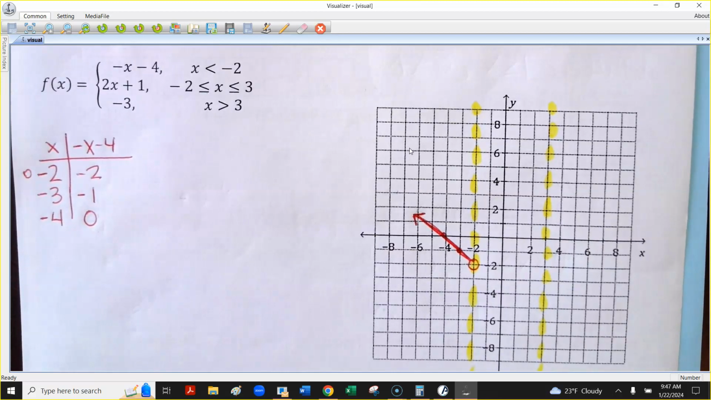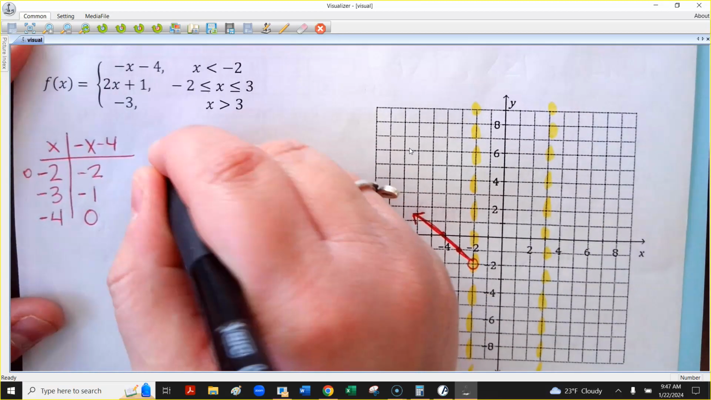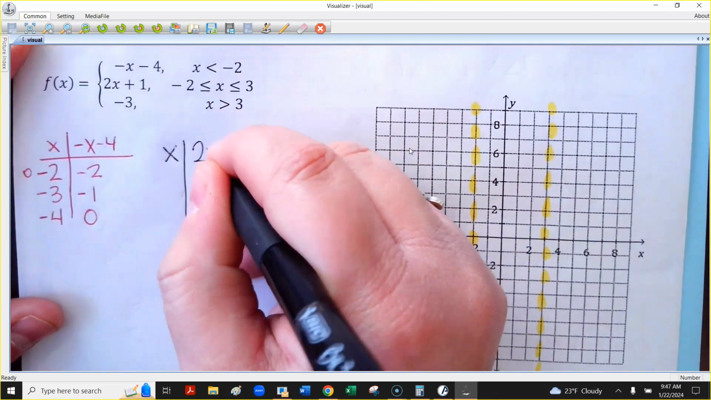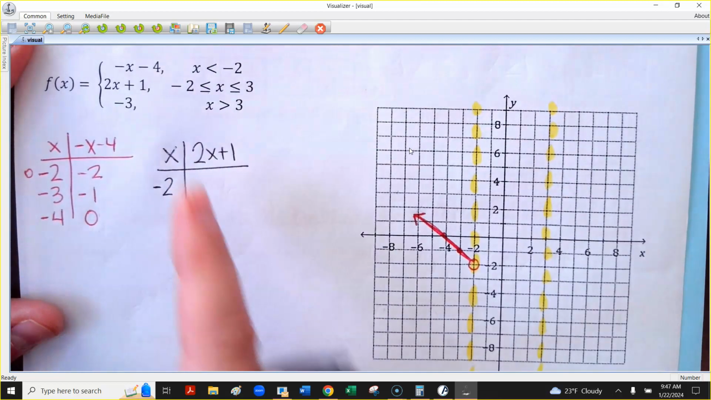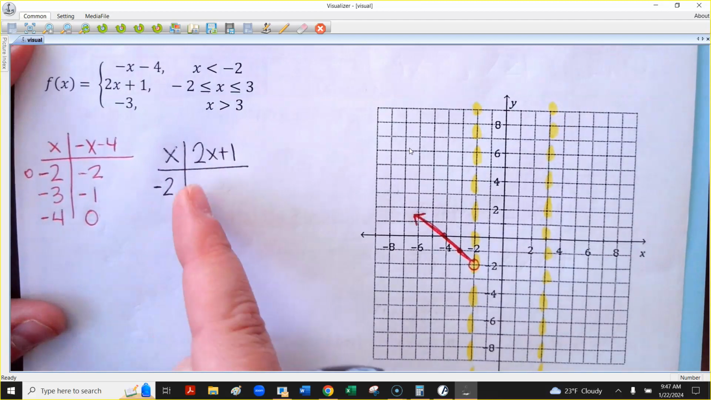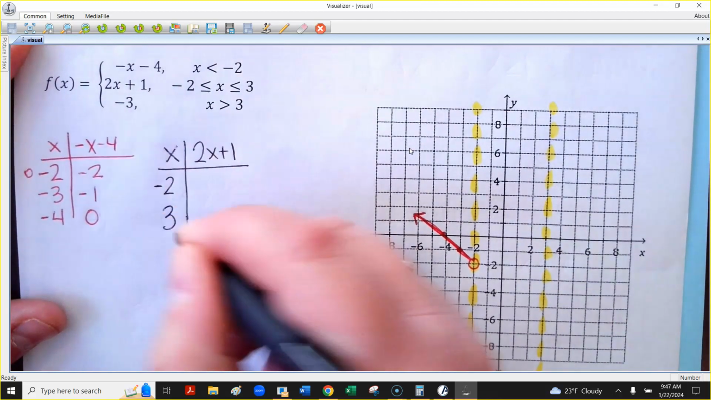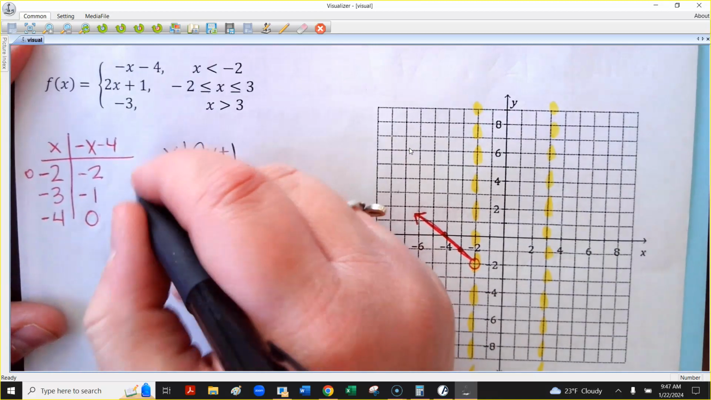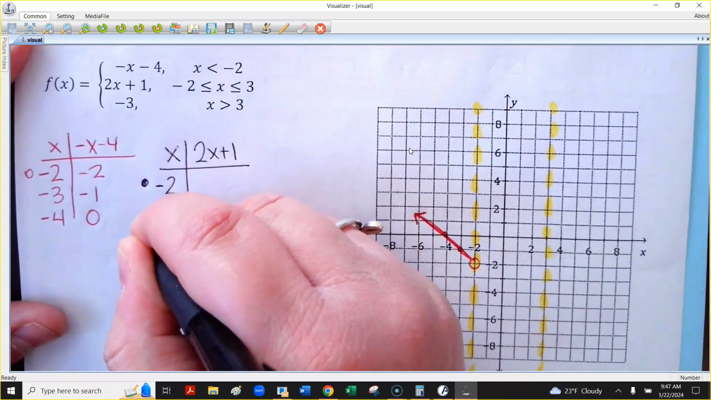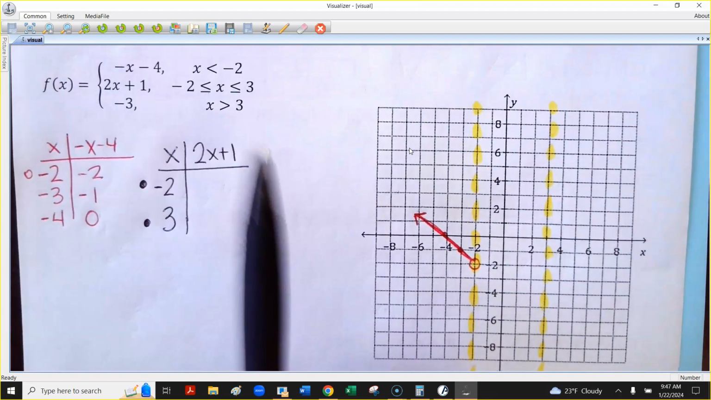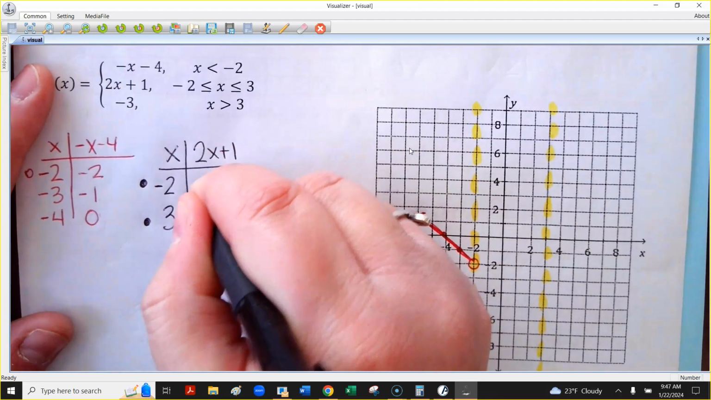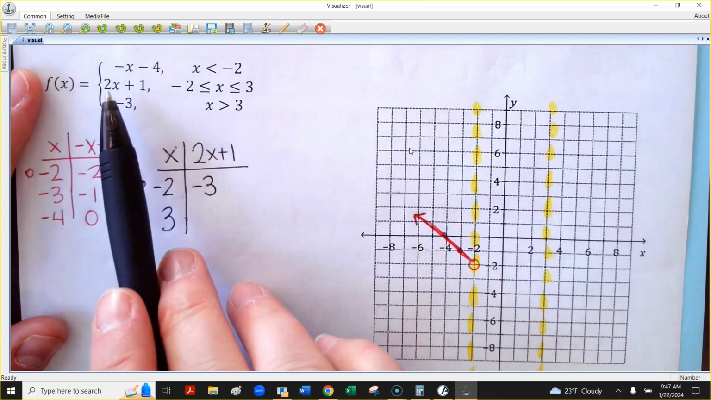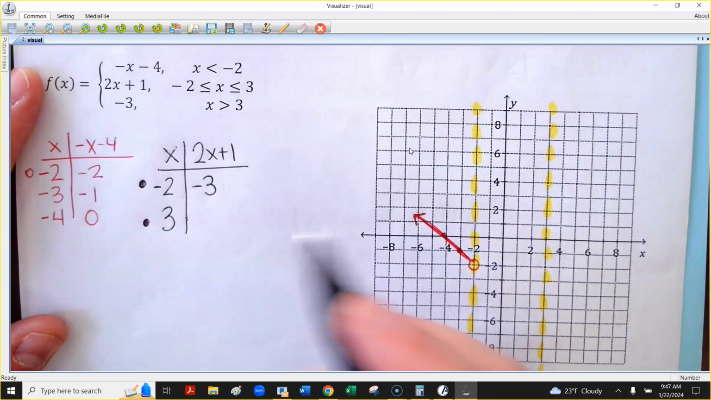Okay, if you got a middle piece, we're doing 2x plus 1 for this middle piece. Just use the 2 numbers in the inequality. So it's x is greater than or equal to -2, but less than or equal to 3. So I just plug in the 2 ends of that. Both of these guys will be closed circles, and we're just going to play connect the dots. If I did 2 times -2, that would be -4 plus 1. This would be -3. You can do it by hand or with the calculator. It's up to you. If I plug in 3, we'd have 6 plus 1, so this would be 7.